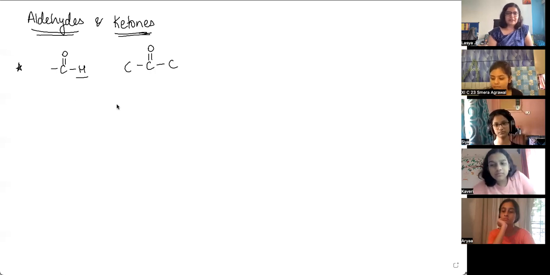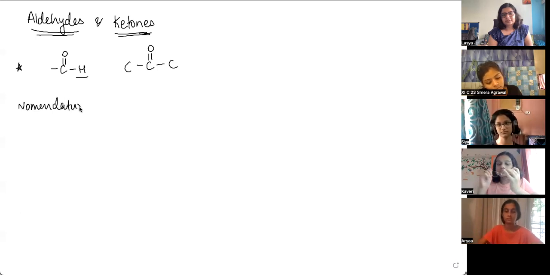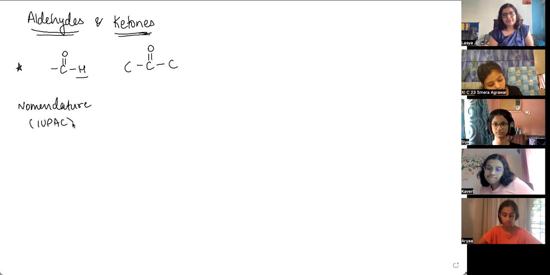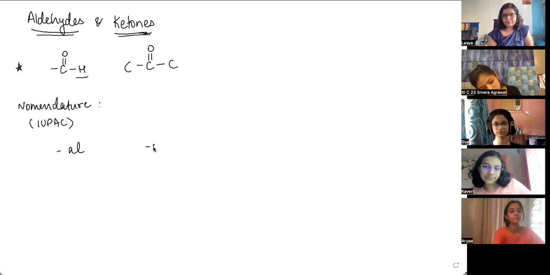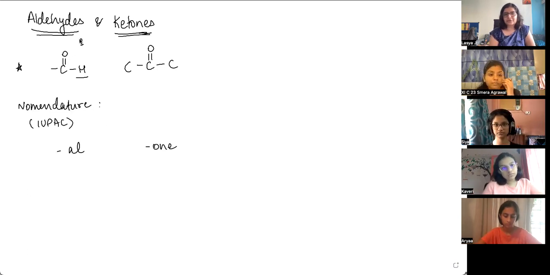Okay. In terms of nomenclature, how do you name, like we're talking about IUPAC nomenclature. What is the suffix for aldehydes? AL. Yes, ends in AL. And ketones? ONE. In this, aldehydes take the higher priority order. So aldehydes rank higher than ketones. So if you have both of these functional groups in the same compound.